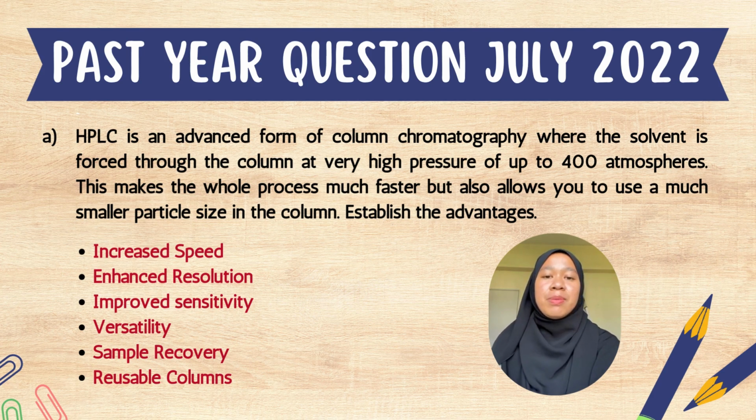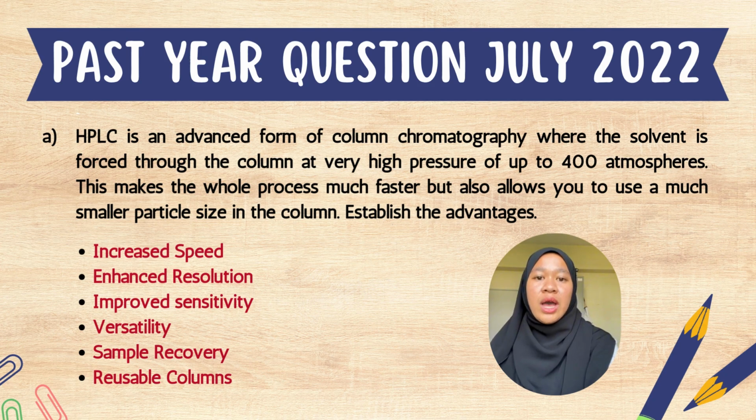Okay, now let's answer a past year question related to HPLC together. This question is from July 2022, question 4. Question A is, HPLC is an advanced form of column chromatography where the solvent is forced through the column at very high pressure of up to 400 atmospheres. This makes the whole process much faster, but also allows you to use a much smaller particle size in the column. Establish the advantages.